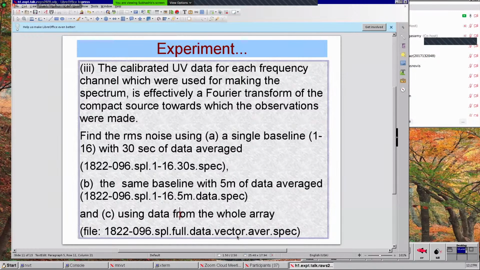You have to average in time and frequency both, and it will go as the square root of nu and t. So compared to one baseline, you have to see whether it is improved by the square root of 435, which is a factor of 20. It should have gone down by a factor of 20 and another factor of 3 because we are averaging in the time domain. So both will come. These are the parts of 3: A, B, C.